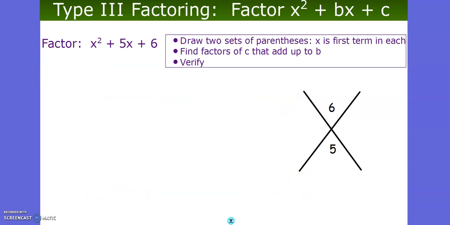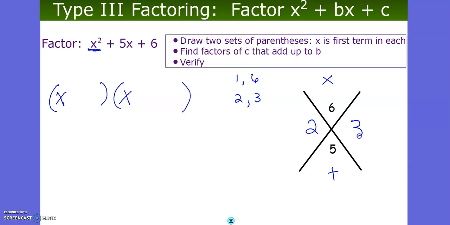So let's see if we can put that into play. Here's our example from the beginning, x squared plus 5x plus 6. Well, I'm going to draw my x box. I'm going to put 6 in the top because I need to multiply to get 6, but I have to add to get 5. I'm going to draw my 2 sets of parentheses. And I'm going to take the square root of x squared. That goes here. And now my job is to come up with the factors of 6. 1 and 6, 2 and 3. Which one of those will add up to 5? The answer is 2 and 3.